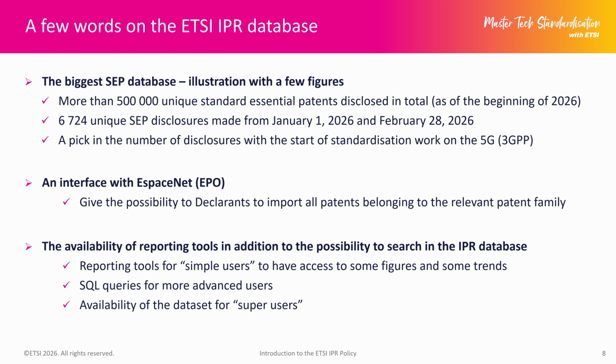A few words now on the ETSI IPR database. As of today, it is the largest SEP database, with more than 500,000 unique standard essential patents disclosed. Now, this figure does not mean that every standard has associated essential patents. The presence of patented technologies varies depending on the technological domain of a given standard. For example, when standardization work started on 5G in the context of 3GPP, a significant increase in SEP disclosure was observed.